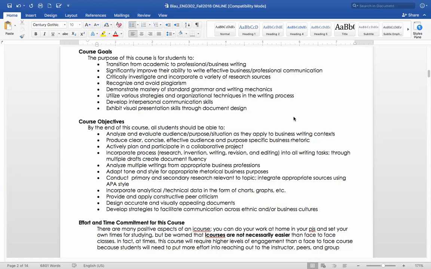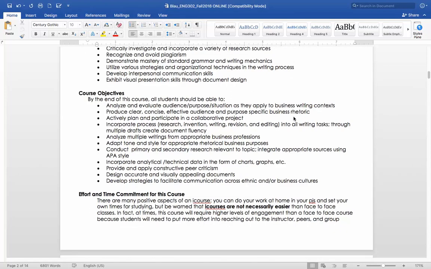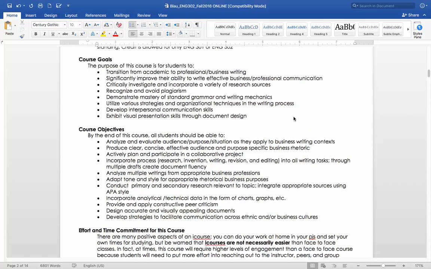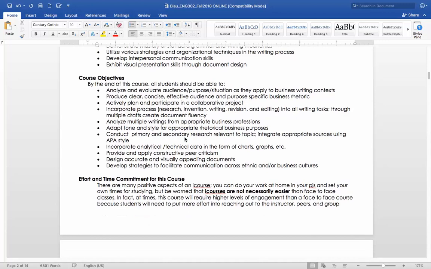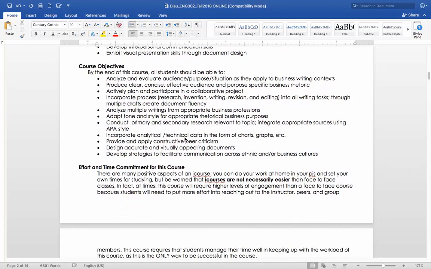And you're going to learn how to create a professional persona and professional communication style, investigating a variety of sources, avoiding plagiarism, utilizing different organizational and drafting strategies and techniques, and learning how to communicate effectively. Something else that we'll be doing is practicing visual presentation and document design. So those are all the things that we want you to be able to do by the end of the course, and then there's also some objectives here that are more specific.